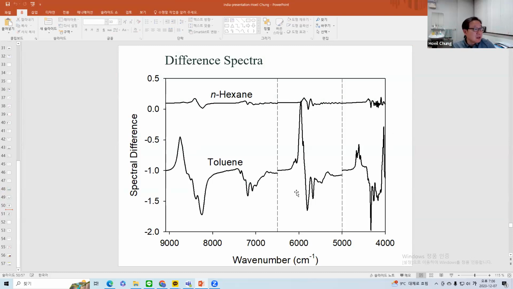But in contrast, in the toluene case, the toluene structure is a lot different from normal heptane. The difference is very large in this range, also in this range, also in this range. So if you want to determine the toluene concentration, you don't need to consider much which range; you can use this range, this range, or whatever. But if you want to determine the normal hexane in the normal heptane, the accuracy depends on which range is good for your analysis.